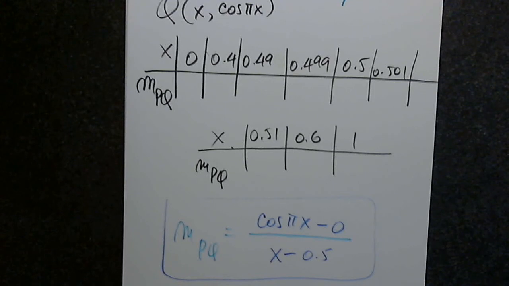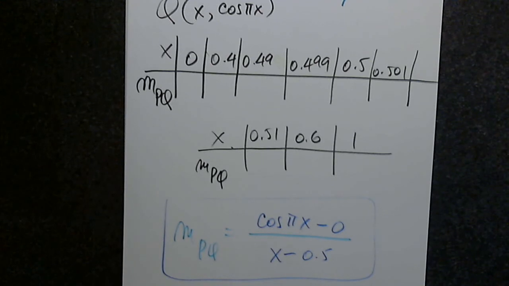0.4, enter. 0.49, 0.499, 0.501, 0.51, 0.6, and 1. These are the numbers. Could I have repeated the operation 10 million times? Yes, but I didn't want to do that. I put in the function and I plugged it in.